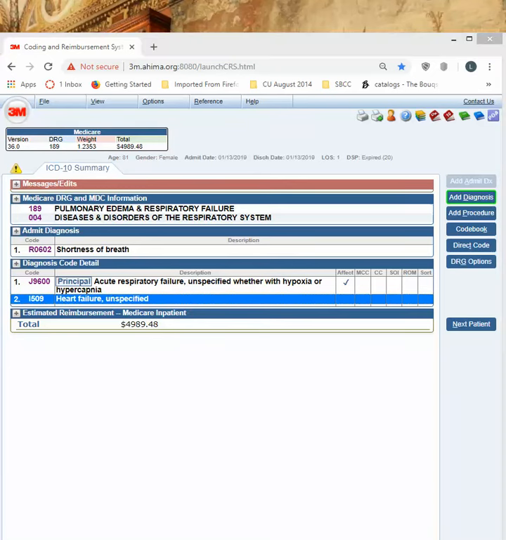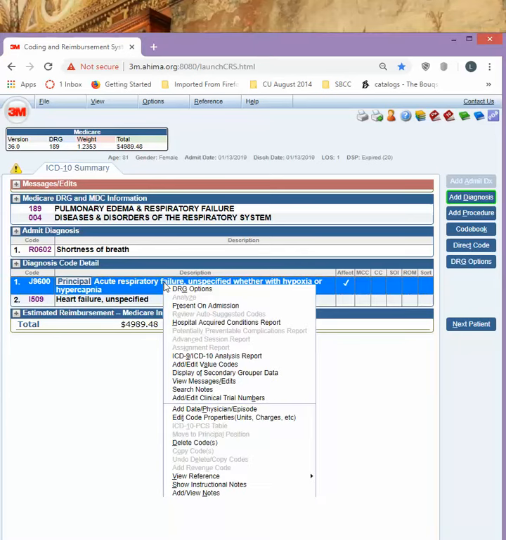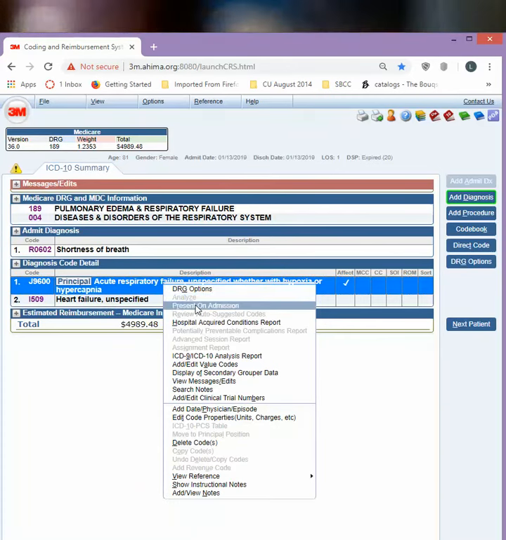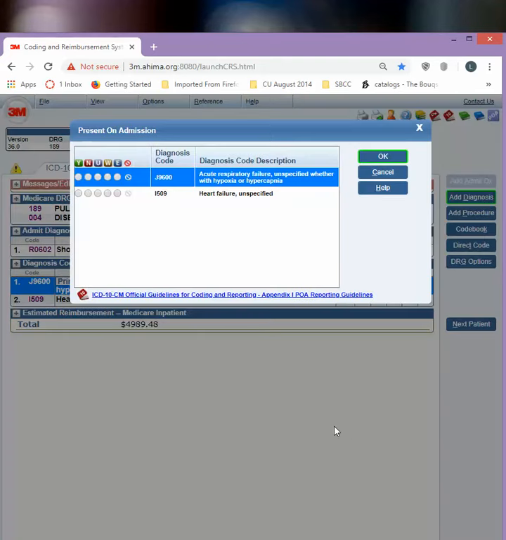So at this screen, we have a lot of information, but we still also need to get our POAs. If you hover over either the principal or the additional and right click, you can see several options that are in bold font. If you wanted to change these two diseases, say make the heart failure principal, you could do that and see what happens with that. But for our case at this point, we want to assign our POA, our present on admission indicators.